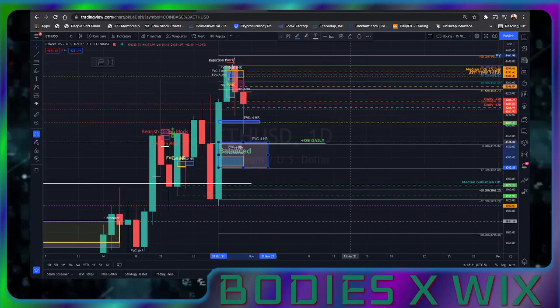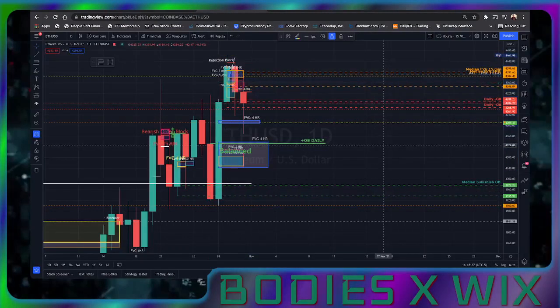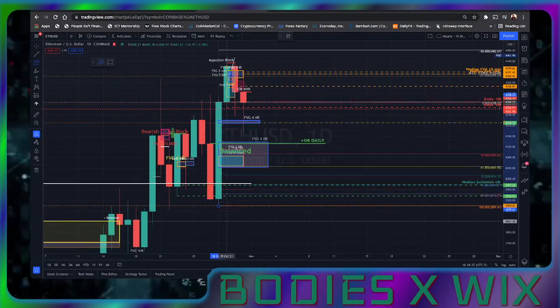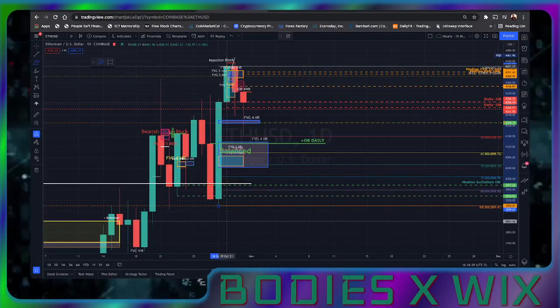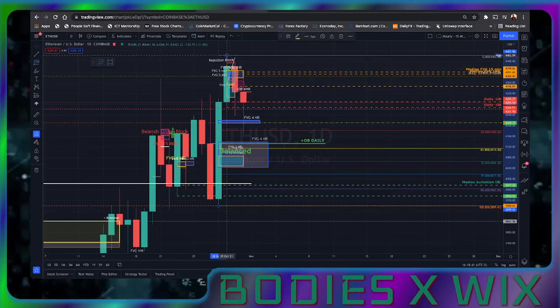All right. And also, with this fib, I want to remove it. Don't worry about all this stuff up here. We'll talk about this in a minute. We're going to take the fib from the bottom of that green candle to the current high. Now, what's interesting is that your daily order block is just above the 61.8.